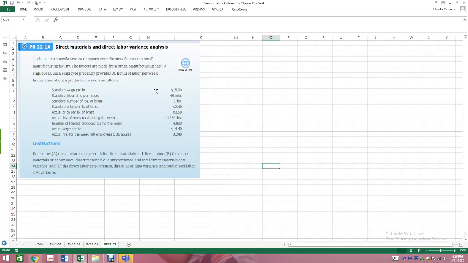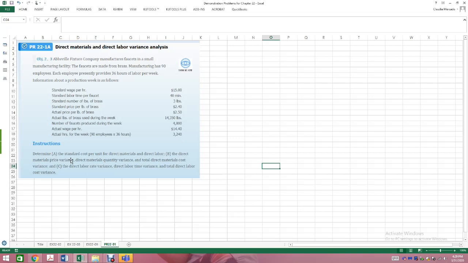My standard wage per hour is $15. My standard labor time per faucet is 40 minutes. My standard number of pounds of brass is 3 pounds. My standard price per pound of brass is $2.40. The actual price per pound of brass is $2.50. The actual pounds of brass used during the week are 14,350 pounds. The number of faucets produced during the week is 4,800, and the actual wage per hour is $14.40. My actual hours for the week are 90 employees times 36 hours, that's 3,240.